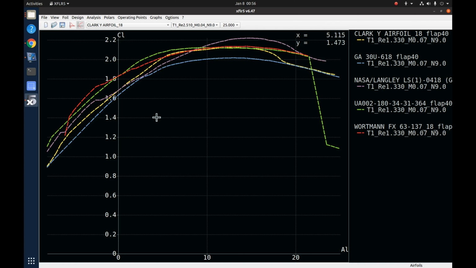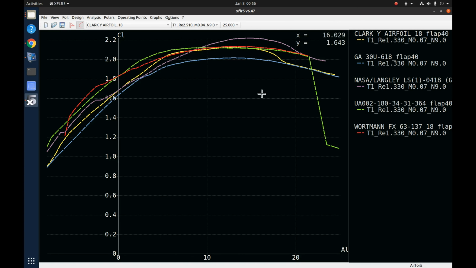So here's our coefficient lift with our flaps deployed to 40 degrees. So let's see who has the maximum. Well, the maximum is the NASA Langley. It's got fantastic lift. It's up at about 2.22 nearly. So that's actually a fantastic coefficient lift.